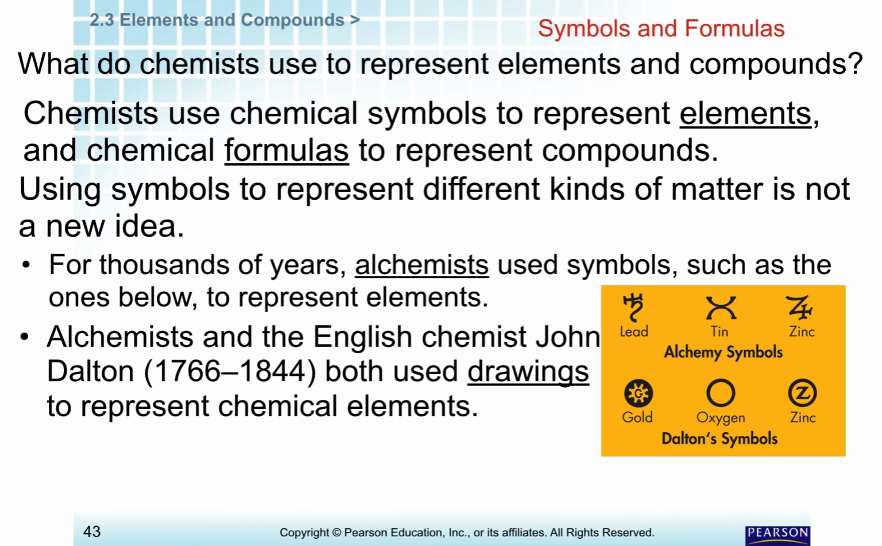What do chemists use to represent elements and compounds? Chemists use chemical symbols to represent elements and chemical formulas to represent compounds. So remember, symbols are for elements, formulas are for compounds. Using symbols to represent different kinds of matter is not new. For thousands of years, alchemists used symbols such as the ones on the right. Alchemists and the English chemist John Dalton, you'll learn more about him soon, both used drawings to represent their chemical elements, so you can see them there.